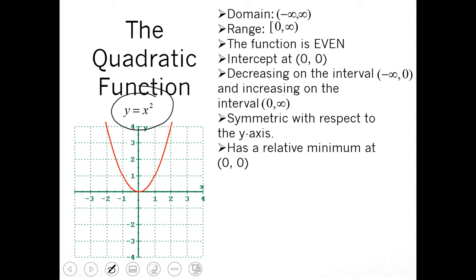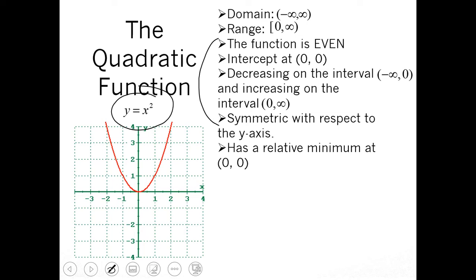The domain is all real numbers. And again, negative infinity to infinity, that's interval notation. So please make sure that you are always using interval notation. The range from 0 to infinity, that implies that the smallest value of the range is 0, which is included because of the bracket, and then goes all the way up to infinity. The function is even, which again means that it has y-axis symmetry. The intercept is 0, 0.